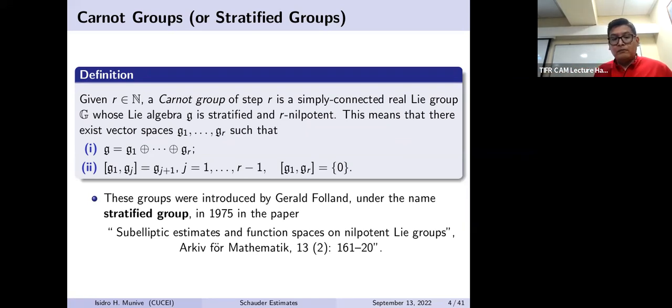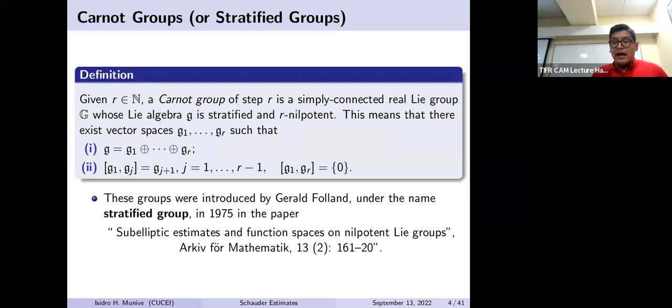Okay. So these groups were introduced by Gerald Folland. Probably, I hope I don't make a mistake, but it seems like he introduced this in his 1975 paper, Subelliptic estimates and function spaces on nilpotent Lie groups. So he was just thinking about the theory of Hörmander and Kohn-Nirenberg. He wanted to do some subelliptic estimates, but in settings where you have more structure, like these groups.